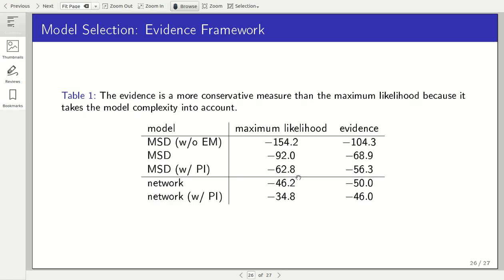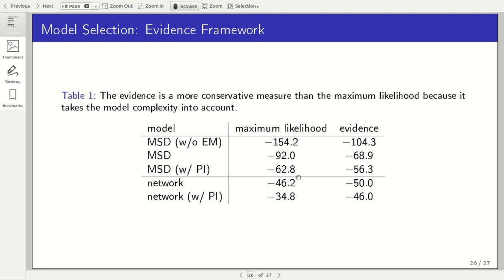So this may be slightly anticlimactic, but this should actually be the climax of this presentation, this table of values. This tracks the progress we made on our models, the mass spring damper model, MSD, and the network models, following chronologically the improvements we made, starting from without using any expectation maximization to actually including physical information. And we can see how both the maximum likelihood and the evidence improve. Improvement means that we have less negative values, or actually positive values in the ideal case.